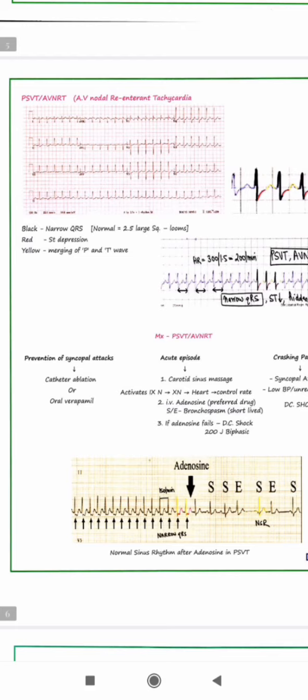Now we're going to study PSVT and AVNRT, which is AV nodal re-entrant tachycardia. In this picture, the narrow QRS is shown, red is the ST depression, and yellow is the merging of P and T waves.